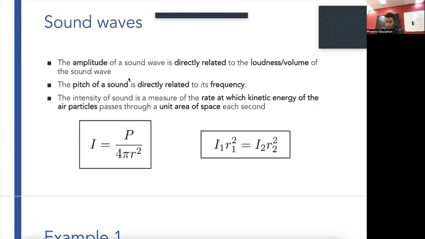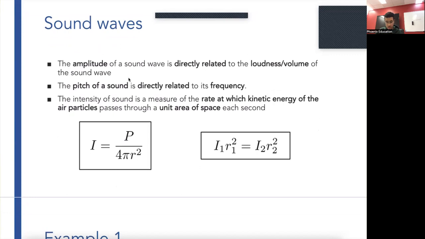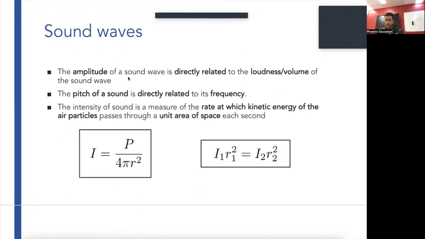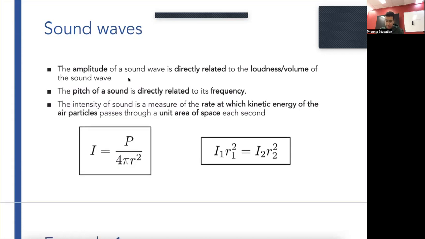Okay, so what these two formulas describe is the intensity. Intensity means the rate at which kinetic energy of air particles passes, so how much is passing through a point of area in a certain distance. Okay, that's what intensity means. It says that these formulas relate to sound waves, but in reality, they relate to all waves. So the intensity of any wave can be described by these formulas.